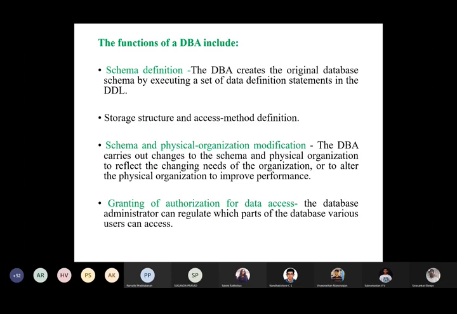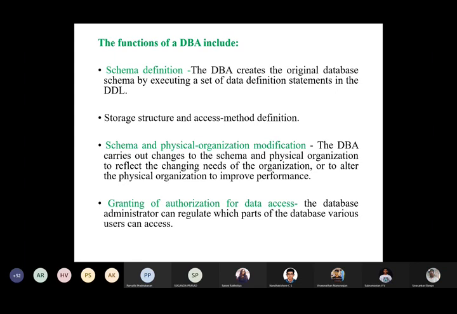A DBA is also associated with storage structure and access method definition, right? Access methods are read access, write access, and execute access. The storage structure covers what data structures are used to represent the data, and how you are going to store the data, either in primary memory or on a secondary storage disk. This is taken care of by the database administrator.